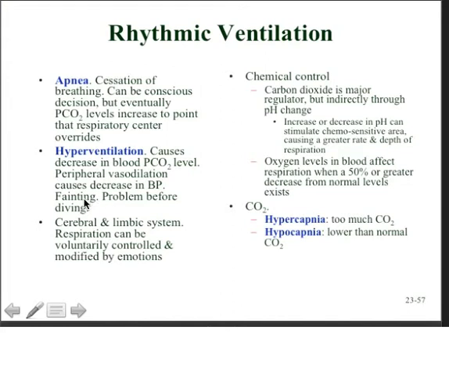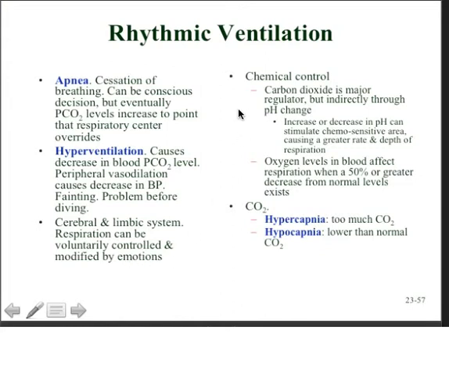And again, to sort of counteract this, one of the things that we tell people is to breathe into a paper bag, rebreathe their own carbon dioxide, and get their blood pH back down to normal. The cerebral and the limbic system control respiration voluntarily via emotion. So you can, to some extent, modulate your breathing rhythm. But eventually what will happen if you, say, hold your breath for an extended period of time is you'll pass out, and then the brainstem will take over again.